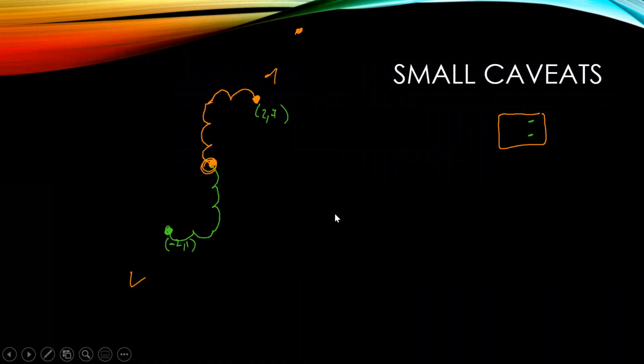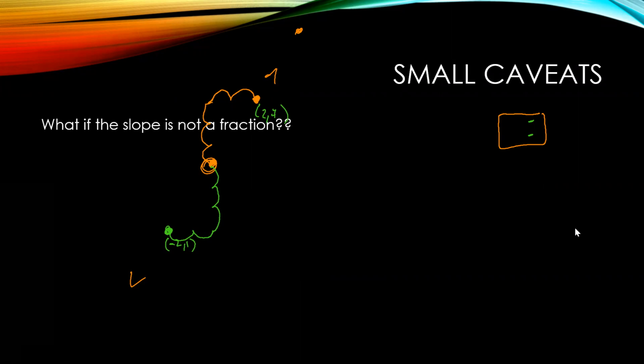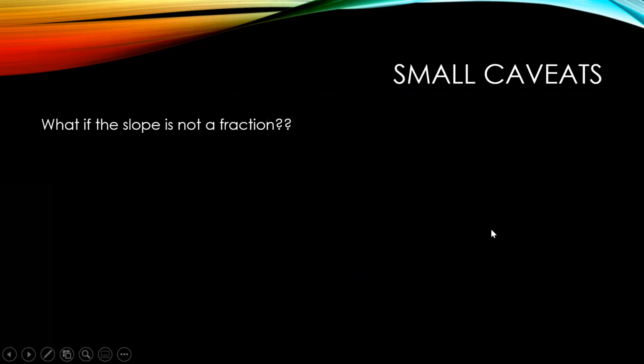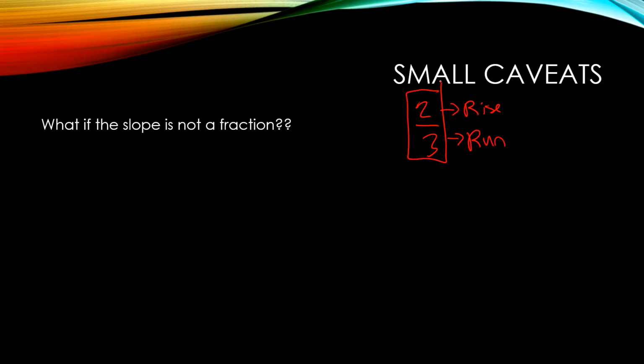So small little caveats or small little warnings for you here. First thing, what if the slope isn't a fraction, because you're going to see a couple of those examples. In the last example, it actually makes it really easy when it's a fraction, because if you have a fraction like 2 over 3, then I can easily identify this as the rise, and I can identify this as the run. And I think that's why I mentioned right from the beginning that it's preferable to leave it as a fraction, because then you can easily identify the rise or run.